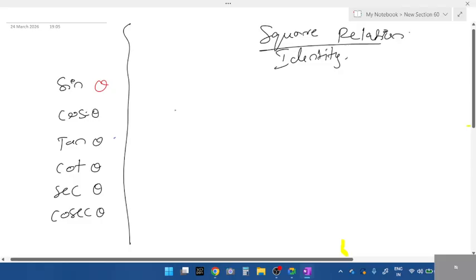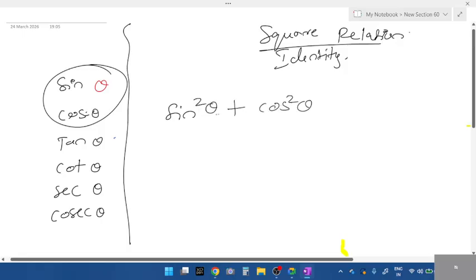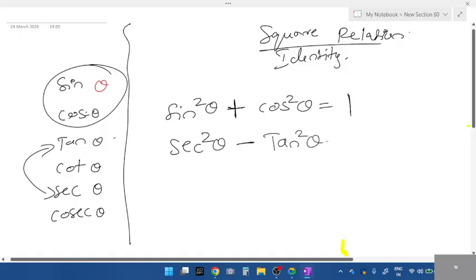Identity. So, what is square relation? Let me take the first two: sine square theta plus cos square theta. Whenever you add sine square theta and cos square theta, the answer is 1. Only for sine and cos you have to add, students. Next, we need to take sec and tan. Sec square theta minus, this time you have to subtract, minus tan square theta is equal to 1.